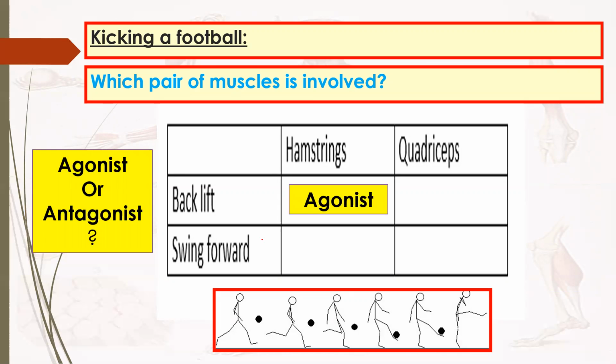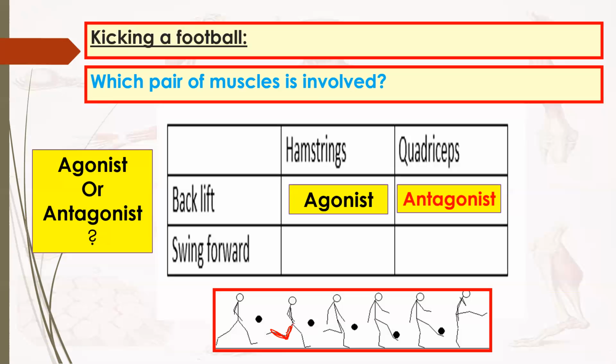Okay, so the hamstrings during the back lift, they are the agonist. They are the one that's contracting and working and responsible for that movement, that bending of the knee there. The quadriceps then are the antagonists, so it's always just the opposite. Quadriceps are relaxing or they're working in opposition as the hamstrings are contracting.